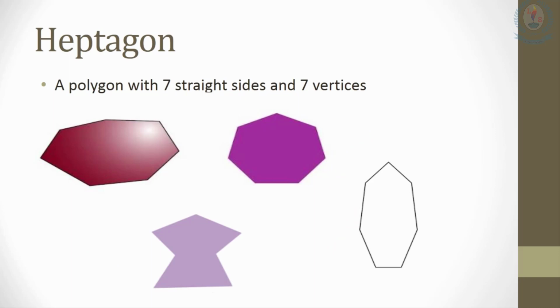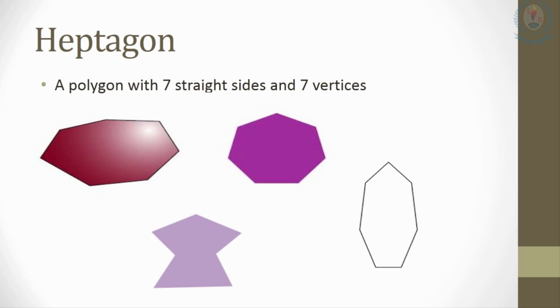Heptagon. You can go around this figure and count the number of sides. It's clear in all the figures there are 7 sides. There are 7 straight sides. A polygon with 7 straight sides and 7 vertices is called a heptagon.